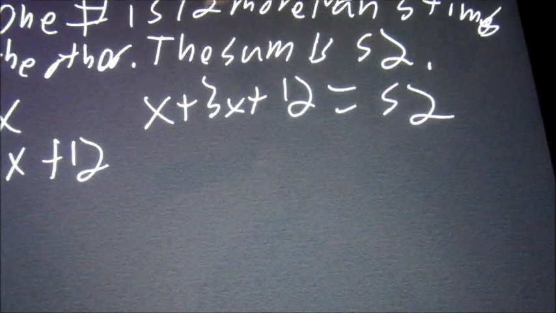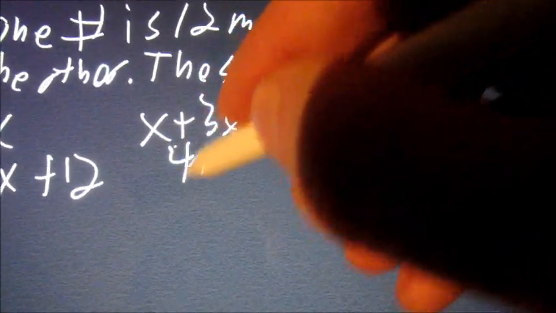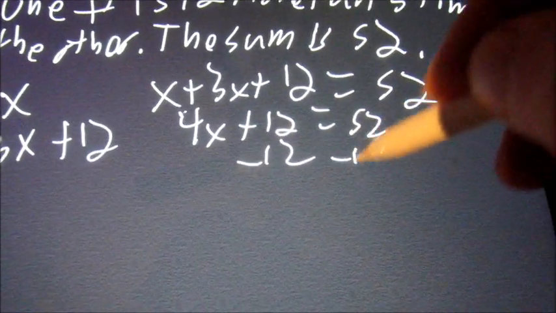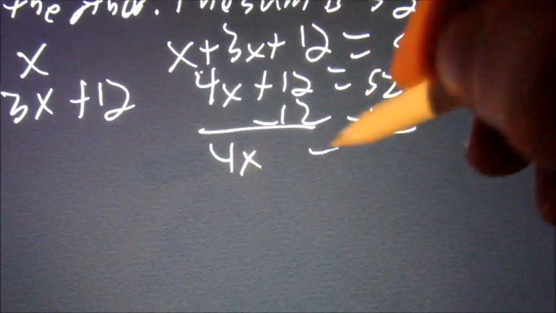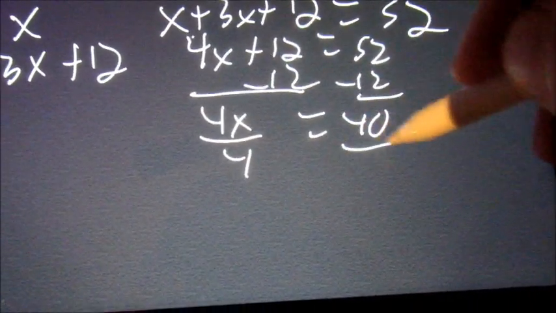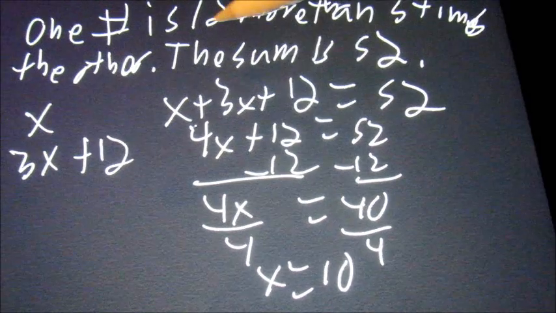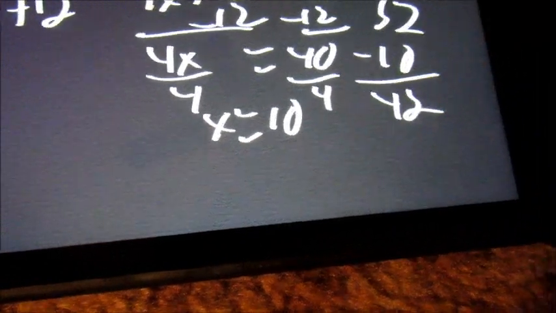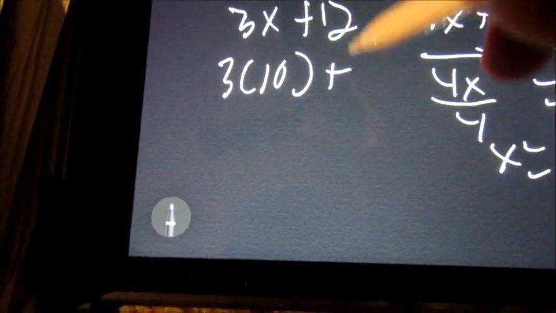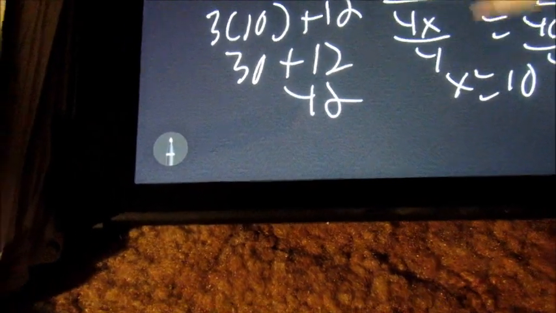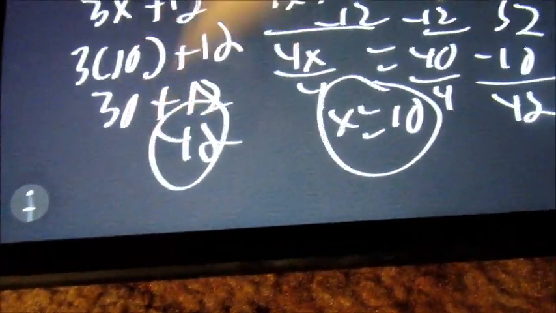So this is just like the one we just did. I'm going to say x plus 3x is 4x plus 12 equals 52. Subtract the 12 from both sides. We get 4x equals 40. Divide both sides by 4, and x equals 10. So the two ways we can do this, because it was the sum, we can either say 52 minus 10 equals 42 for the second one, or we can say 3 times 10 plus 12. 3 times 10 is 30, plus 12 equals 42. So our two numbers are 10 and 42.